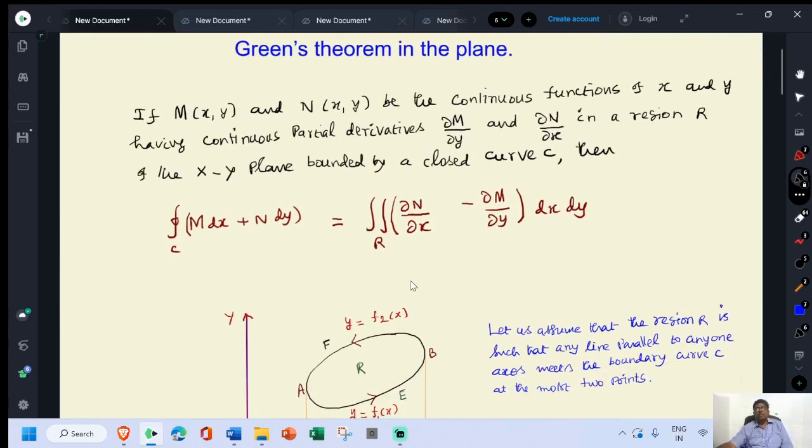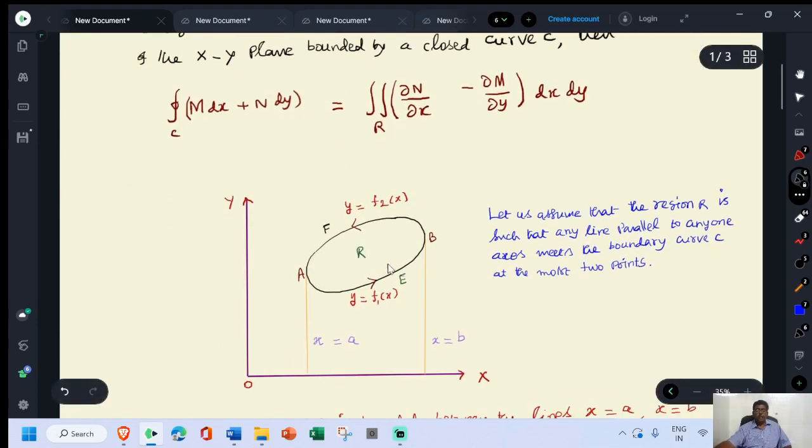In this presentation, we have to talk about Green's theorem in the plane. For that, consider an xy plane. R is the region surrounded by a curve. If you draw a line parallel to the x-axis, that should meet the curve at 2 points. In the same manner, if you draw a line parallel to the y-axis, that should meet the curve at 2 points.